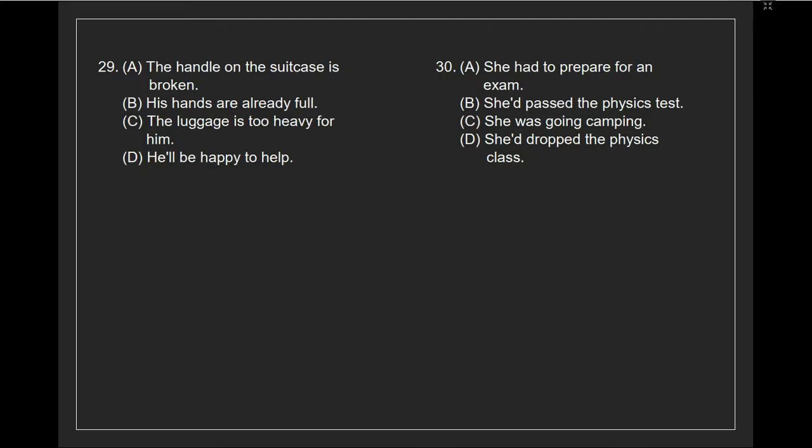Number 30. I'm so glad I can go camping this weekend. Then you don't have to study for that physics test after all? What had the man originally thought about the woman?